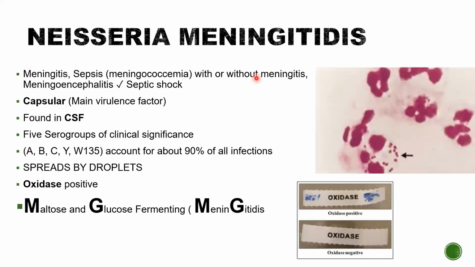Now, let's start with Neisseria meningitidis. Neisseria meningitidis is capsular. Because it has a capsule, what can you guess is the disease that it causes? Meningitis. From the name, this is very easy to remember because there's meningitis in the name.